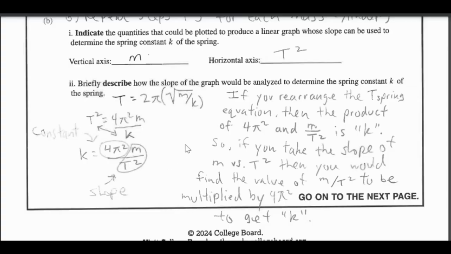And then I just basically explained it here. I said if you rearrange the period of the spring equation, then the product of 4 pi squared and m over T squared is k. So if you take the slope of m versus T squared, then you would find the value of m over T squared to be multiplied by 4 pi squared to get k. You can also switch what's on each of these axes, but then you would have to do 4 pi squared divided by your slope, and that would actually give you the same exact answer. So I'm guessing there's going to be multiple ways you can get the same answer. That's just the thing that came to me most naturally.